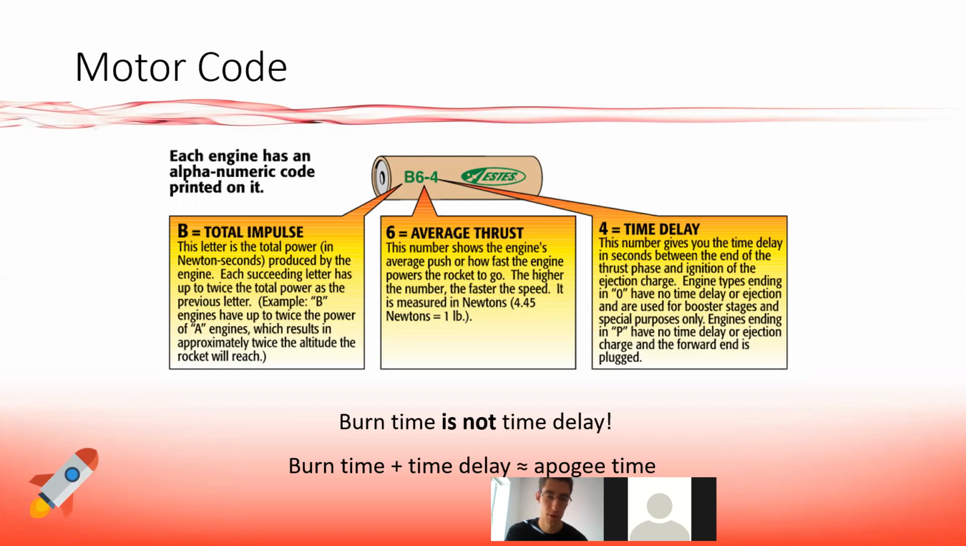Yeah, so it's important to keep in mind that burn time is not delay time. There are 2 separate times that added together should be apogee time, because ideally you want to deploy your parachute at the apogee.